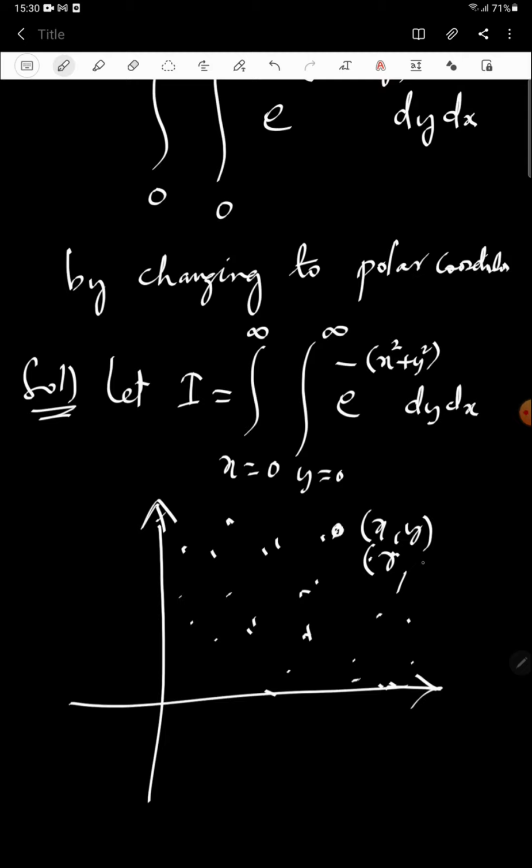But if you convert that point into r and theta, I said in basics of 2D, I have recorded a video separately, you can see that video.